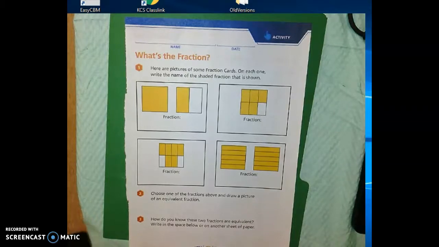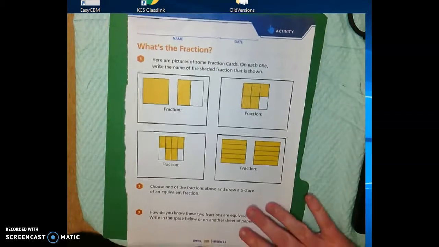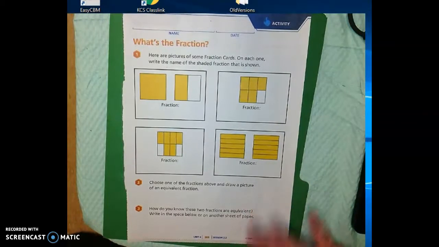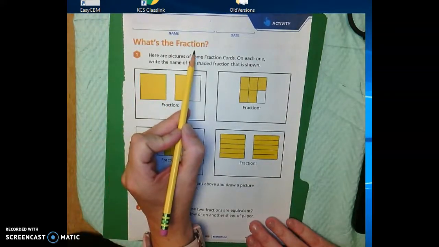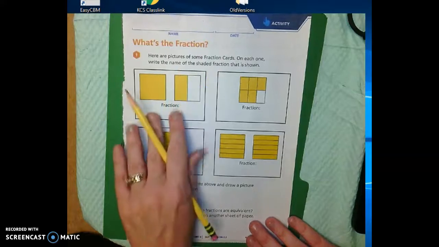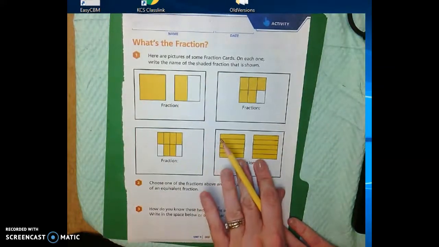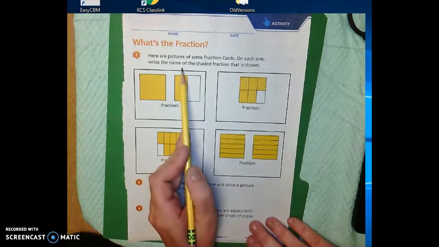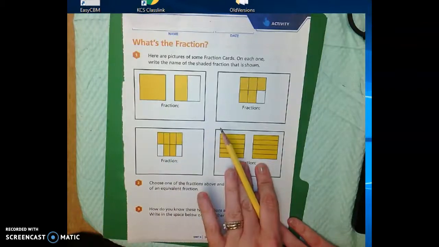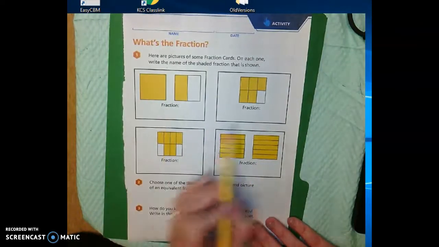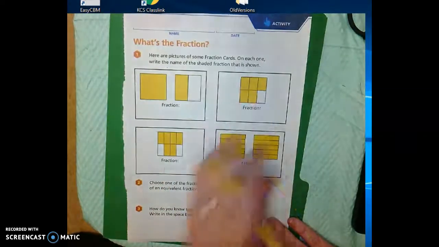Now, I want you to get into your math workbook, and I would like for you to open up to page 369. Let's take a peek at what you're going to be doing on your math workbook, page 369. What's the fraction? Here are pictures of some fraction cards, just like you made the other day. On each one, write the name of the shaded fraction that is shown. So for these four right here, you're going to write the fraction that is shown in the pictures.